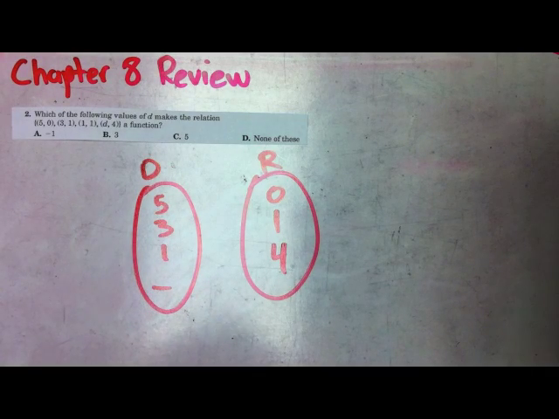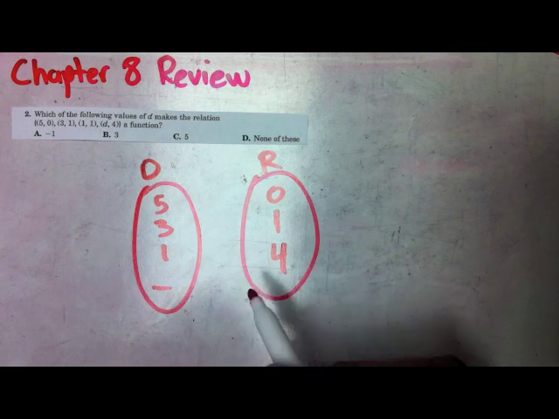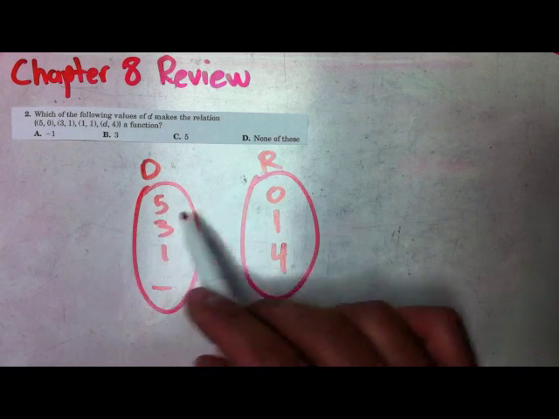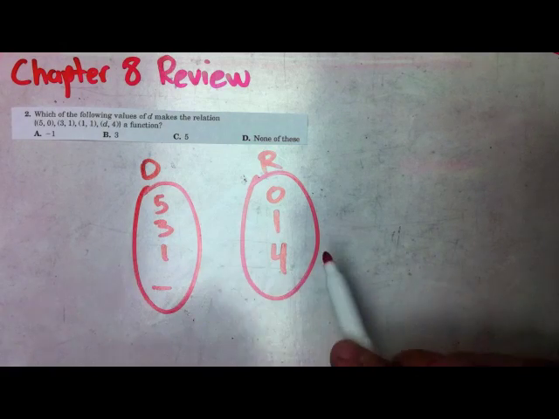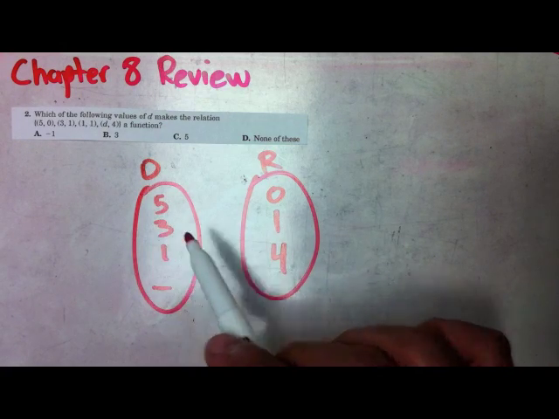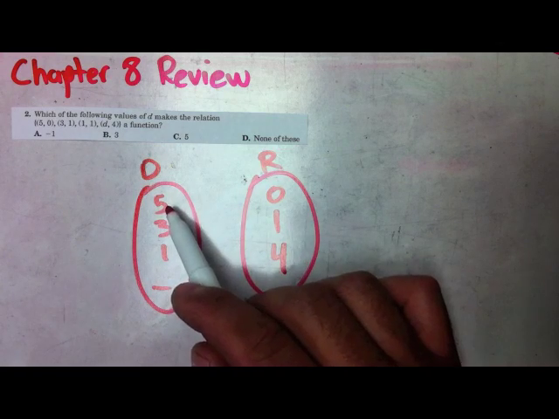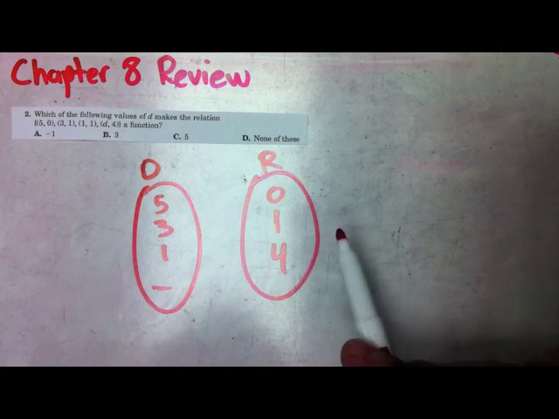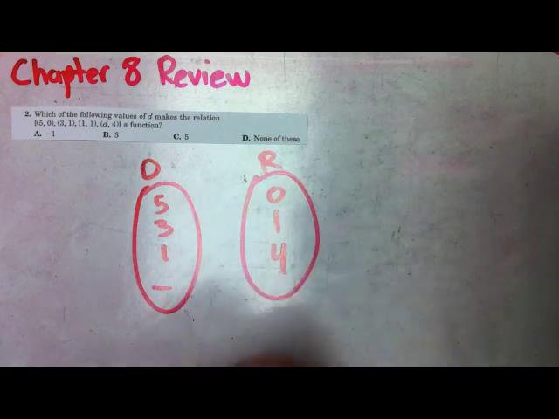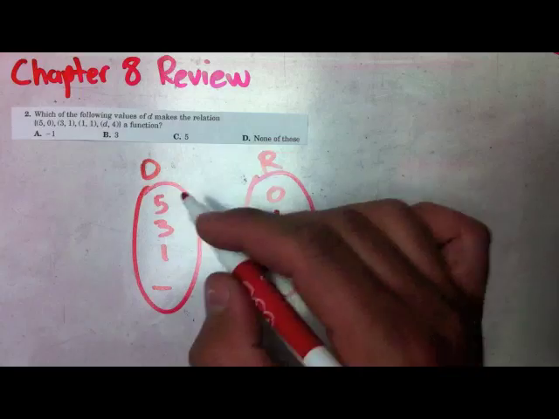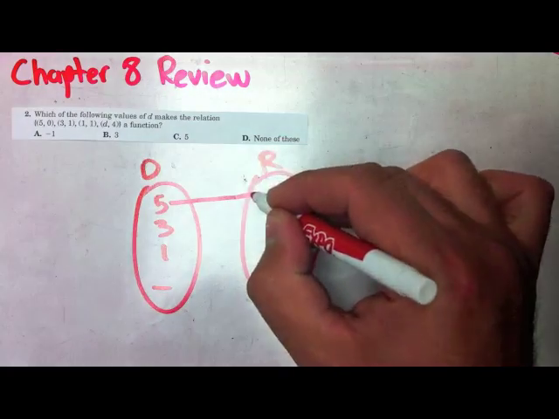Now, what we want to do is make sure we connect them all. The rule is that every domain should have one line coming out of it. Doesn't matter where it goes, but as long as it has one line, it is a function. If one domain goes to 2 different numbers, then it is not a function. Because what this is saying, and let's start off with the first one, that is 5, 0. So 5 is connected with 0.